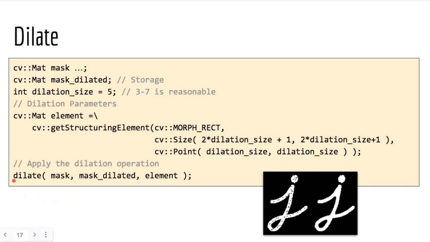The actual function is down here, and it follows, again, a similar pattern. You have your input, you have your output, and then you have some parameter that defines how you want to call this function. So we have mask, dilated, and element. And after you call that function, you'll end up with something that looks like this, where you have the undilated version and the dilated version.